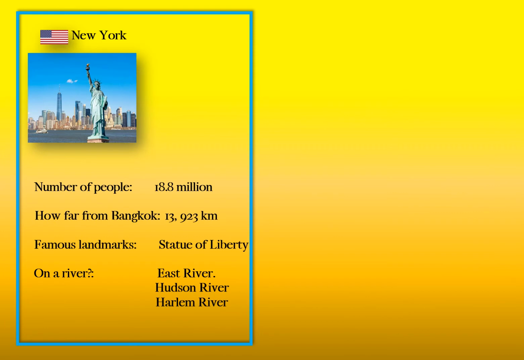New York. The number of people living in New York is 18.8 million people. It is 13,923 kilometers from Bangkok. That's very far away. A famous landmark is the Statue of Liberty that you can see in this picture. New York has 3 rivers, not 1, 3. The East River, the Hudson River, and the Harlem River.